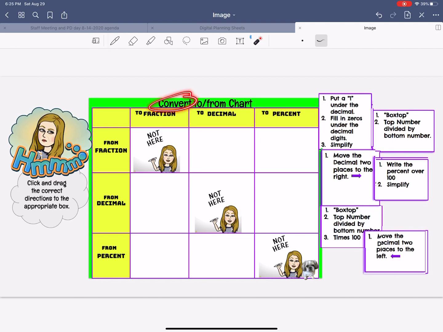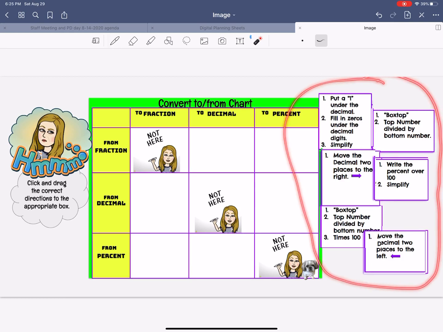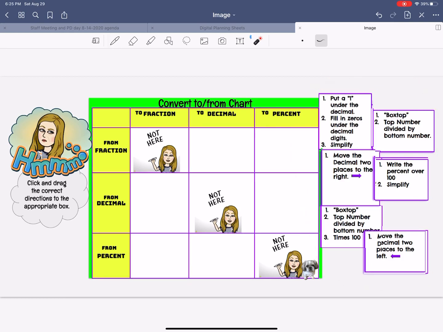Now, convert means to change form. So, for example, if you are going from a fraction to a decimal, what operation would you use to do that? And you can see off to the right-hand side, you have all of these little cards that you can slide into place to show you how to do that. And I'm going to walk you through.